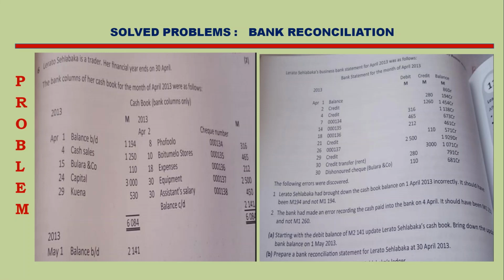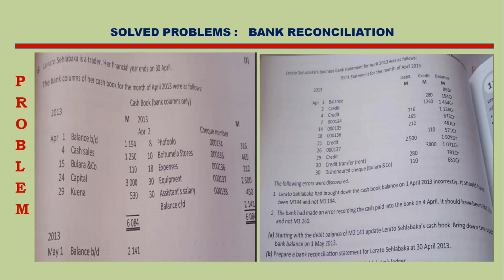April 30, assistant salary paid by check 000138, amount 450. Balance carried down 2141. Total payments including closing balance 6084. 2013 May 1, balance brought down 2141 on the debit side. Lirato Shalabaka's business bank statement for April 2013 was as follows.